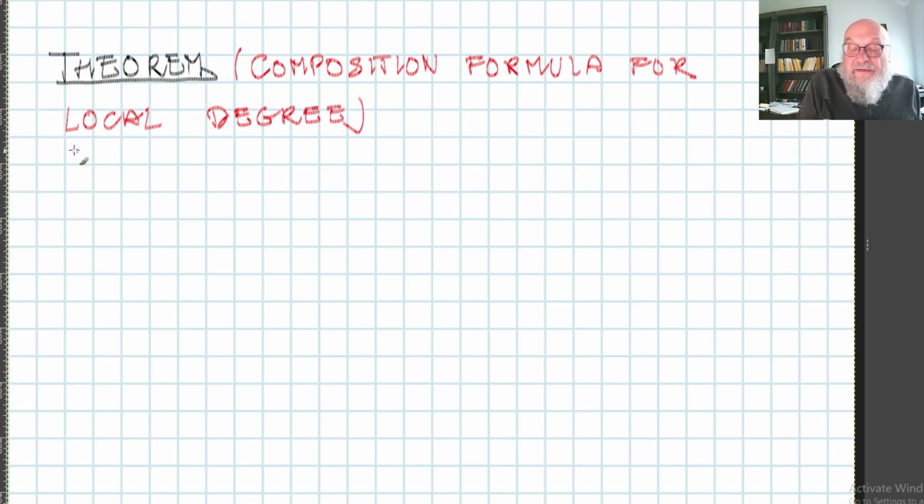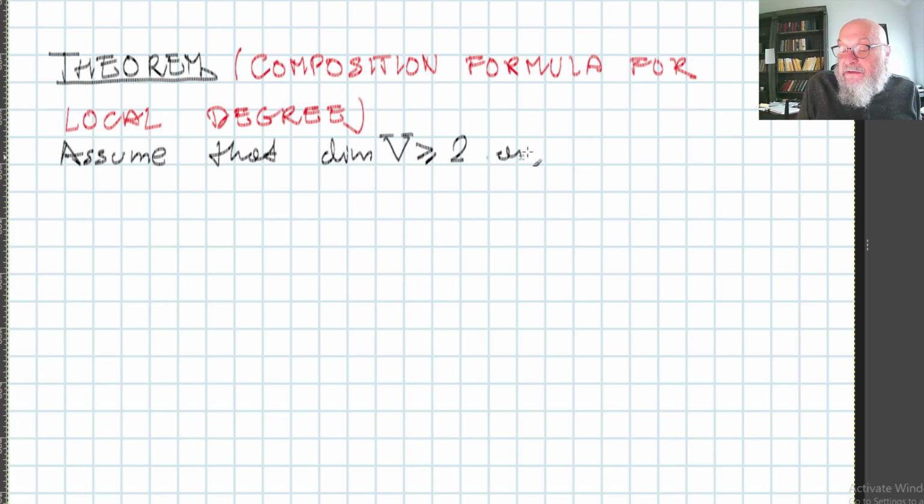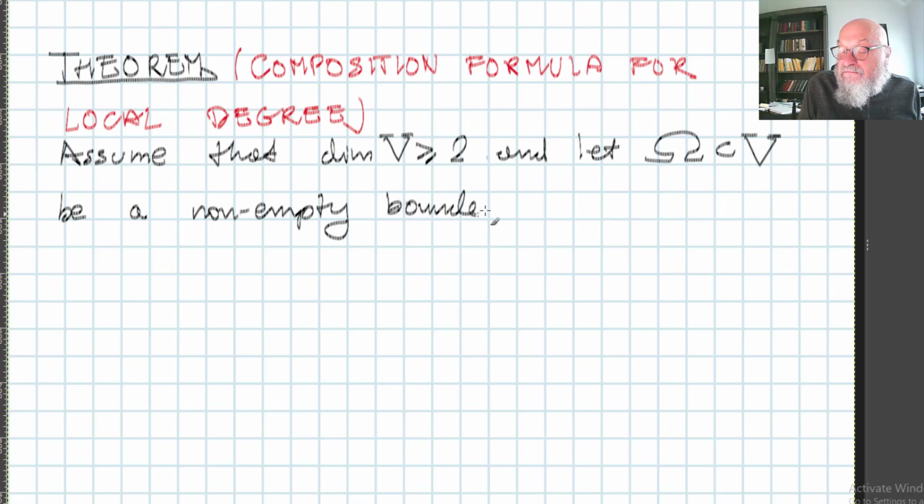And let's continue. Assume that the dimension of the Euclidean space which we are considering is larger or equal to 2, and let omega contained in V be a non-empty bounded open set.